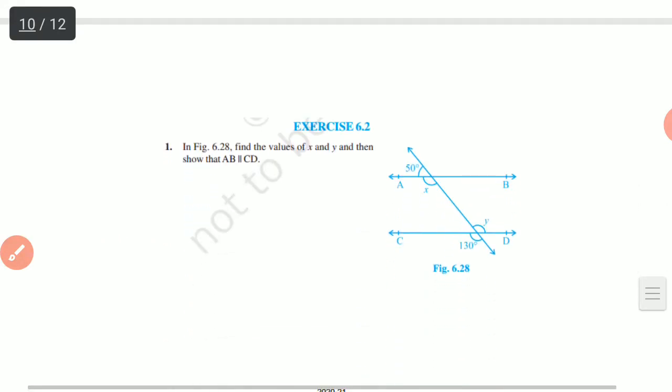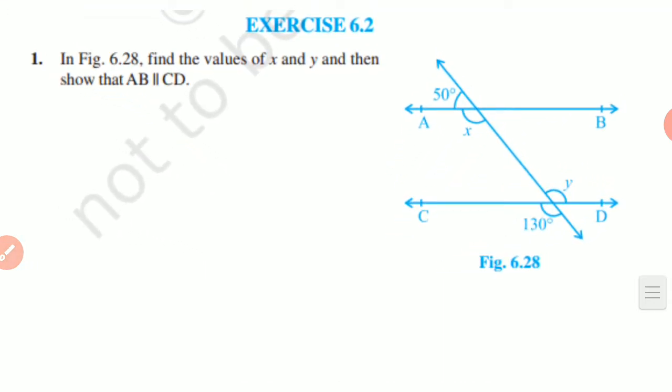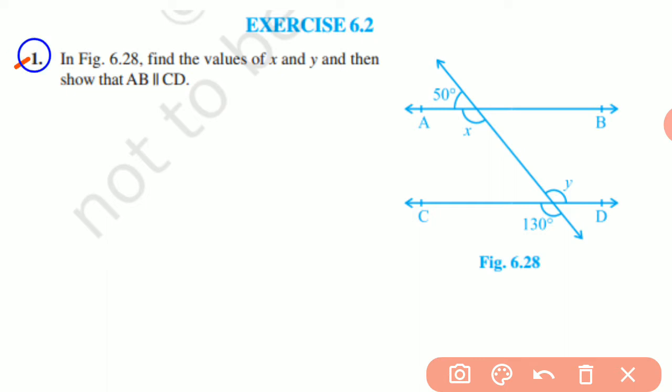Now let's start Exercise 6.2. We will solve the exercise questions on the basis of the above concepts. Question number 1. In the given figure, find the values of x and y if AB is parallel to CD. These two lines are parallel.